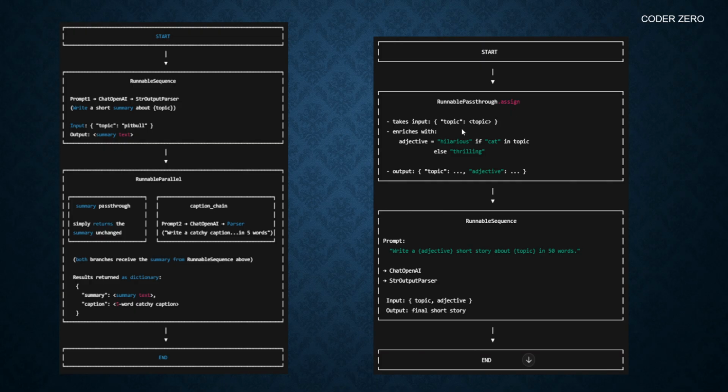What we are doing here is, if the topic is cat, add the adjective key that is hilarious. If it is other than cat, add the adjective key that is thrilling. And in topic we have the text, we have the topic, and in adjective we have the text either hilarious or thrilling based on this condition. And then we'll pass that to runnable sequence and get the output.